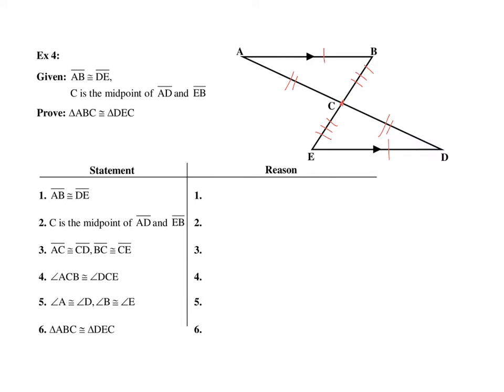All right, so let's see. AB is congruent to DE. That's given. All right, then it says AC is congruent to CD, and BC is congruent to CE. How do we know that? Well, that's just the definition of midpoint. We know it divides the segment into two equal pieces. Then it says ACB is congruent to DCE. All right, well, those are vertical angles.